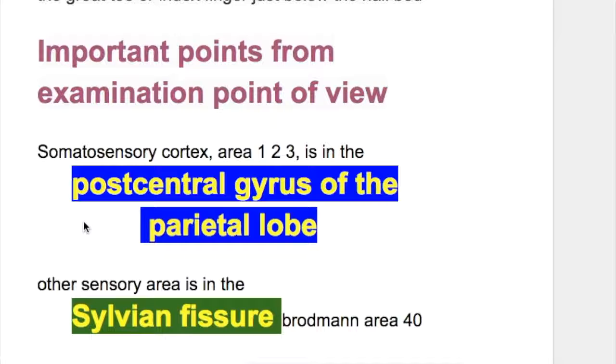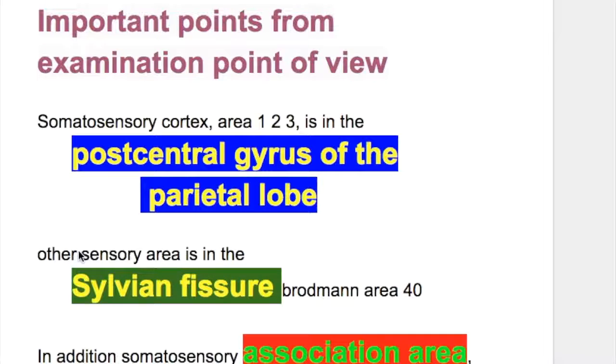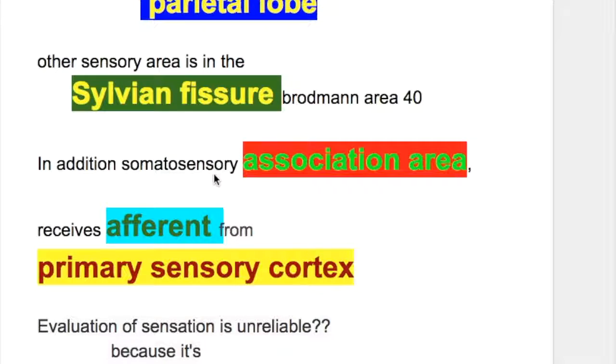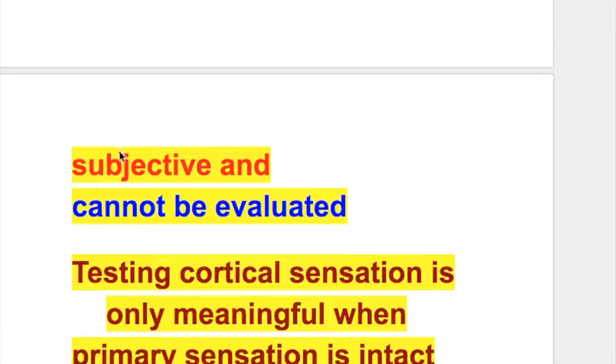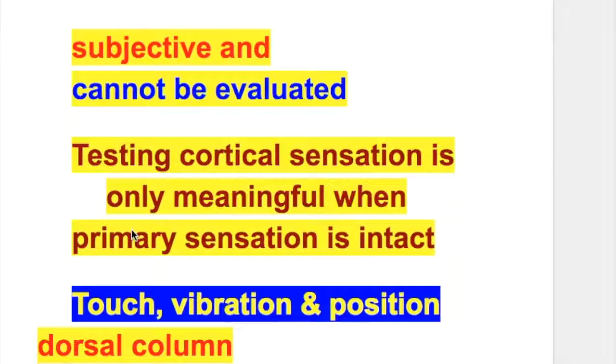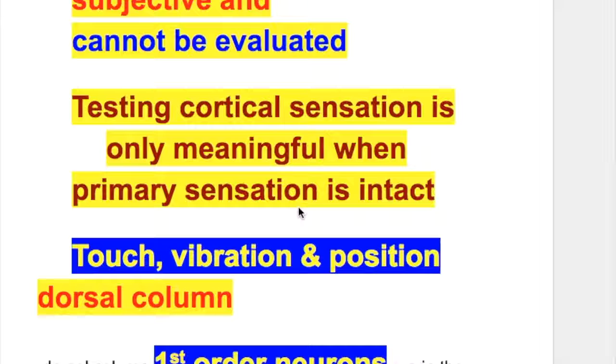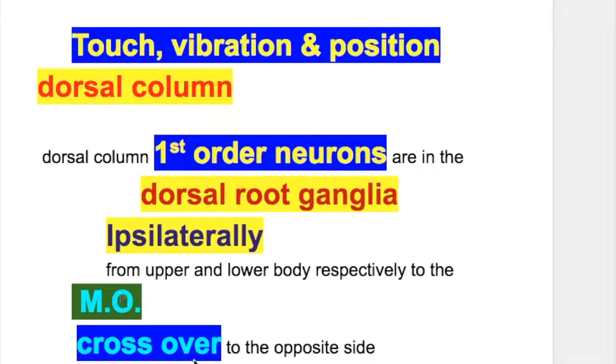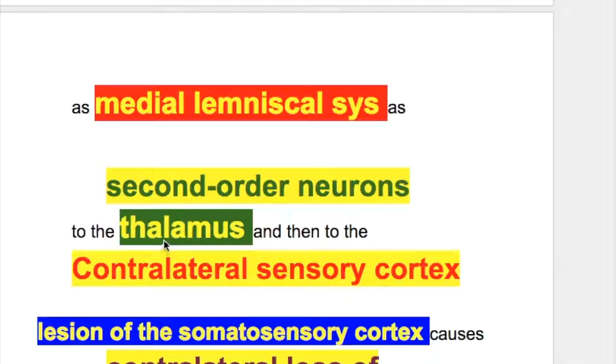So important points from an examination point of view are that somatosensory cortex, areas 3, 1, 2, is in the post-central gyrus of the parietal lobe. Other sensory area is in the Sylvian fissure, and the association area is behind the sensory cortex and receives afferents from primary sensory cortex. Evaluation is difficult because it's subjective, and testing sensory cortical function is only meaningful when primary sensations are intact. Sensations are tested by touch, vibration, and position senses by the dorsal column with the first order neuron going ipsilaterally to the medulla oblongata, crossing over to the thalamus, and from the thalamus to the opposite sensory cortex.